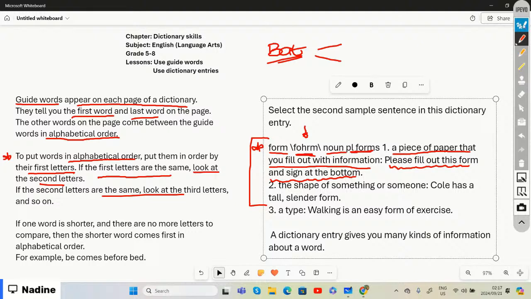Then number two, the second meaning of the word form is the shape of something or someone. She's formed like that, or he's formed like that. So it is the shape of something or someone. That is also form. Cole has a tall, slender form. And then they give you an example sentence of form. And then the third meaning of that word form is a type. For example, walking is an easy form of exercise. That is a type of exercise.